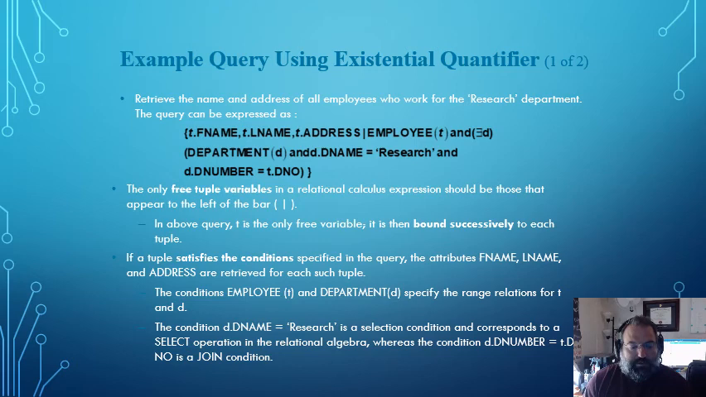The condition D.dname = 'Research' is a select condition and corresponds to a select operation in the relational algebra, whereas the condition D.dnumber = T.dno is a join condition.